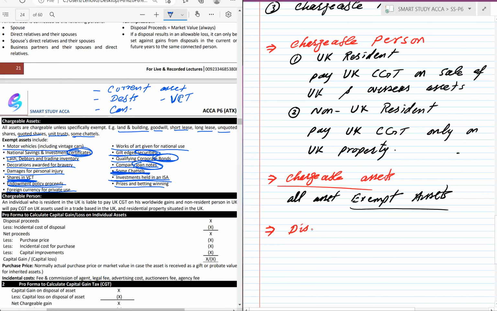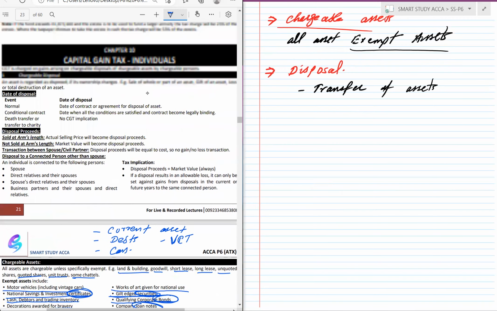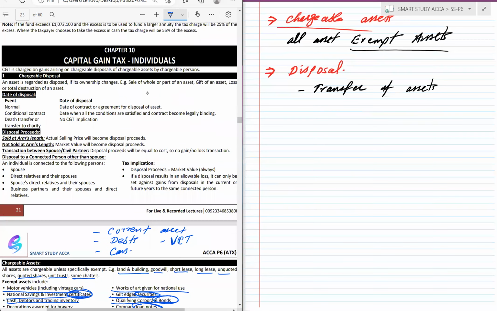Third term is basically disposal. Disposal means transfer of asset. Please remember, disposal doesn't mean always the sale. Disposal means in this typical area, disposal means transfer of asset.